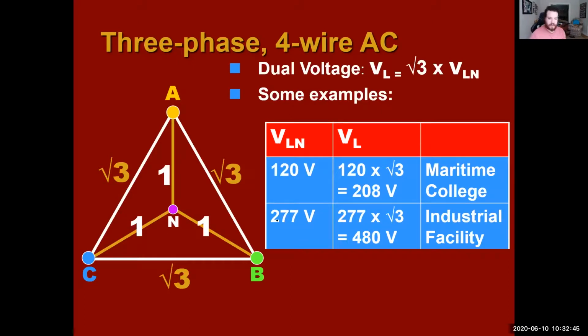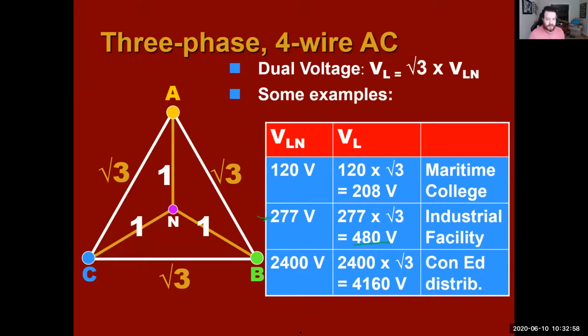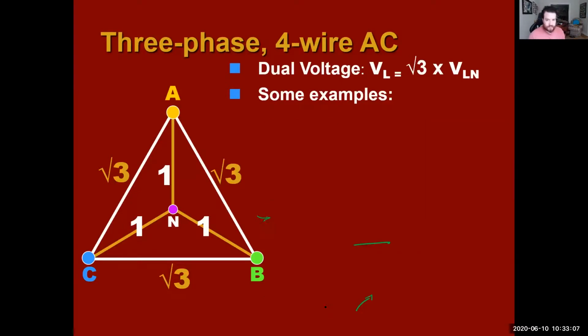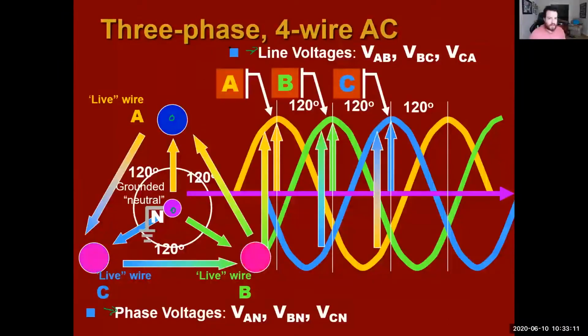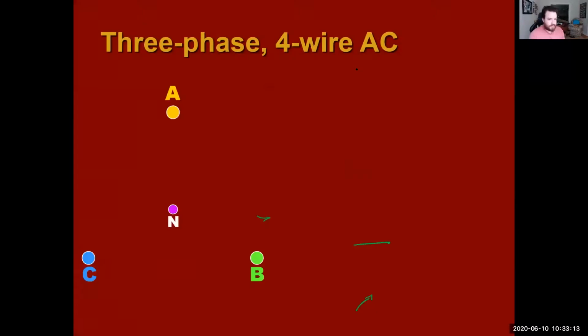All right. Then we have our industry facilities. Those are going to be existing at 480 volts. And then our Con Ed distribution is going to be existing at 4,160 volts. All right, and that's our line voltage that we were looking at.